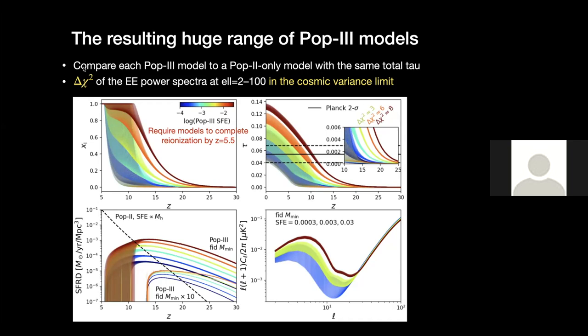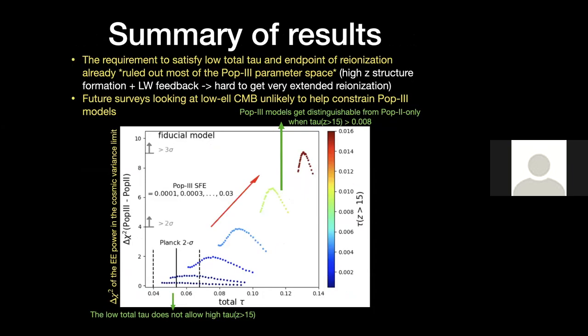So cosmic variance limit basically means we are able to observe the full sky, but even in this limit, we don't get zero error bar because of finite mode counting. And so what the delta chi-squared value tells us is just the distinguishability of POP3 models compared to POP2 only models in the ideal all sky limits. So the result of our calculation is shown here.